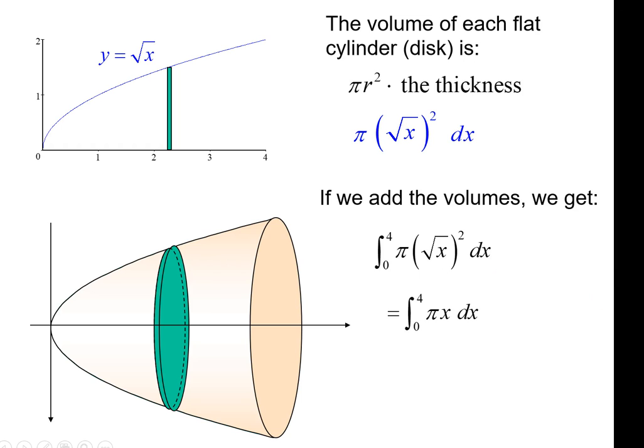And then we're going to use the fundamental theorem to integrate this. So we've got pi times x squared over 2 from 0 to 4. Calculate it, we get a value of 8 pi. So that's the volume of this 3-dimensional figure we got when we rotated.